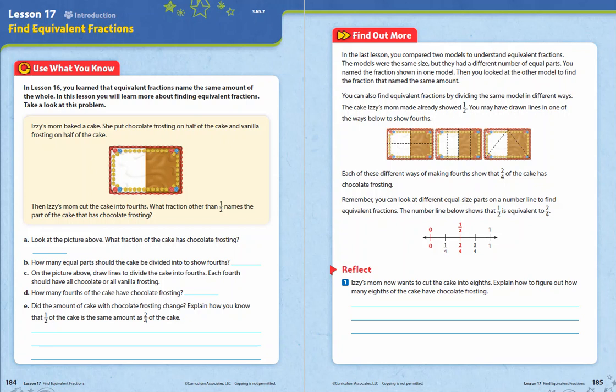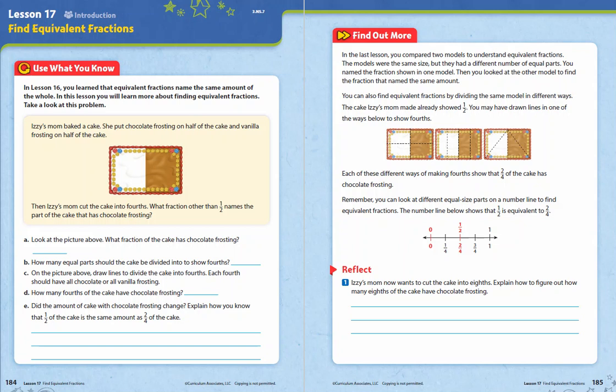All right, good morning. So today we're in lesson 17, and this is finding equivalent fractions. In lesson 16, we learned that equivalent fractions name the same amount of the whole. So in this lesson, you'll learn more about finding equivalent fractions.